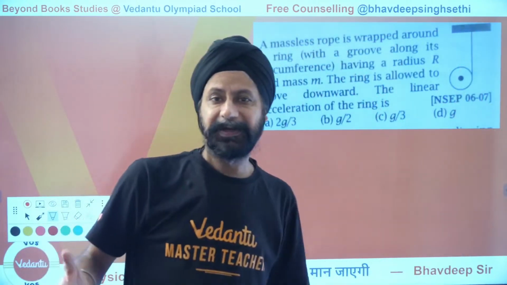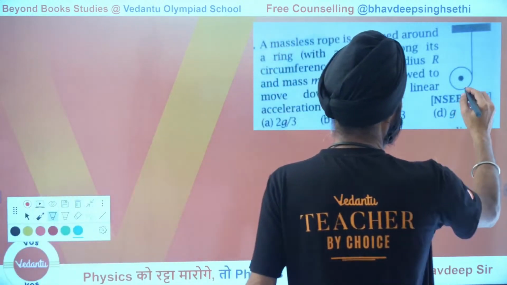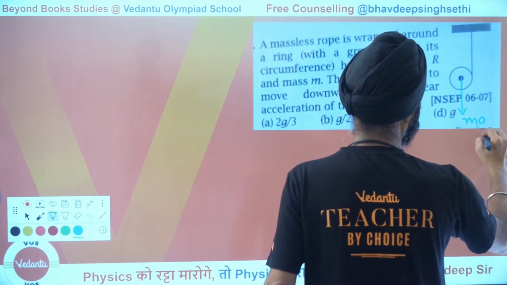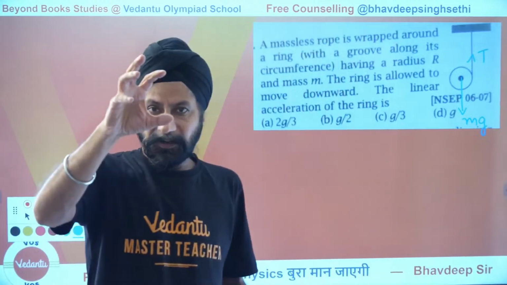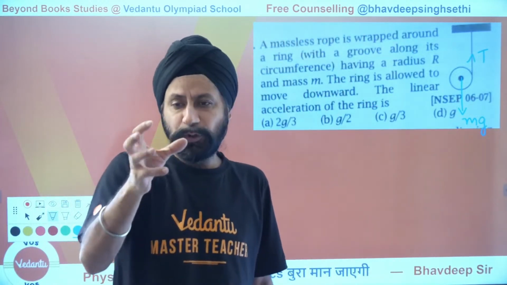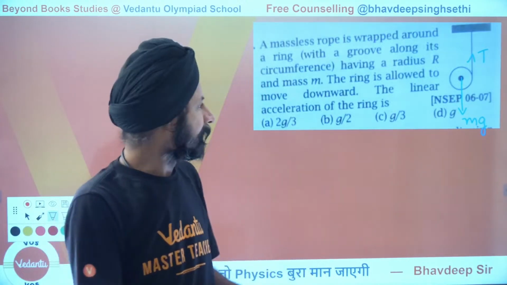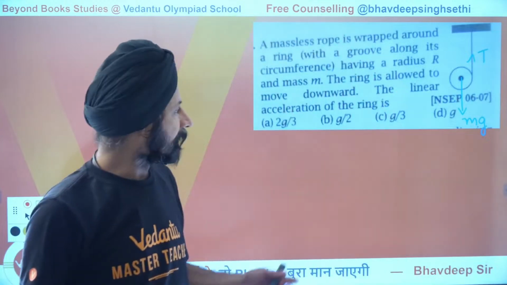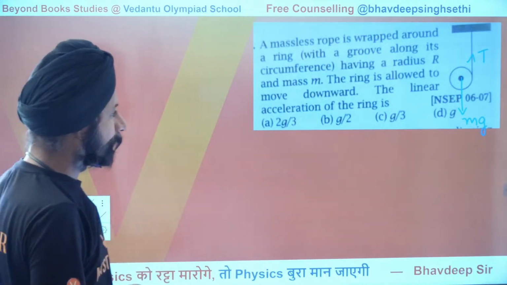So let's think about the forces here. I know there's a force of mg going down and there's a force of tension going up. Now this disk, while moving down, has two motions. One is it is falling down, but then it is also rotating. Why is it rotating? Because the tension is providing the rotation, and it is not slipping, so those things are related. So let's start writing the equations.